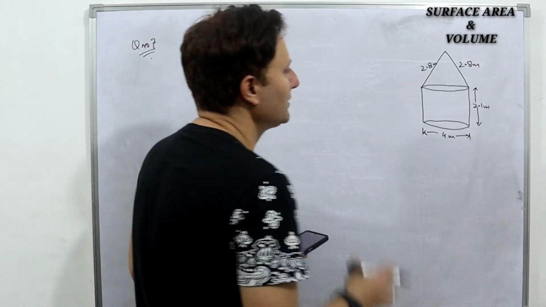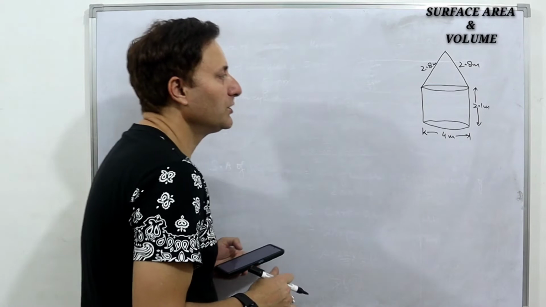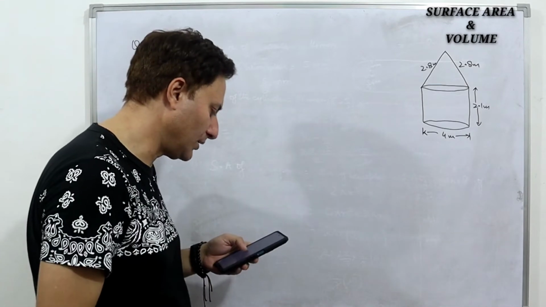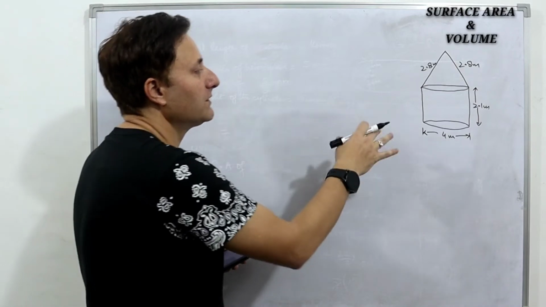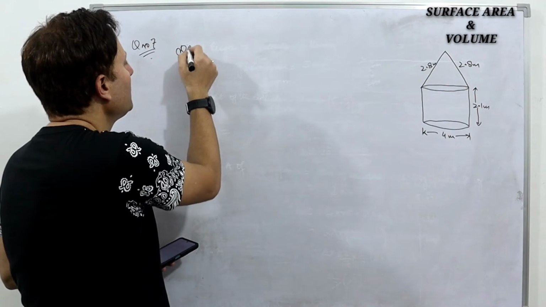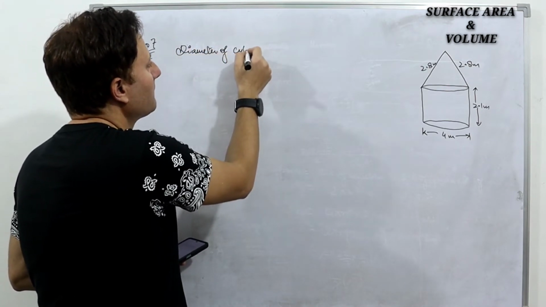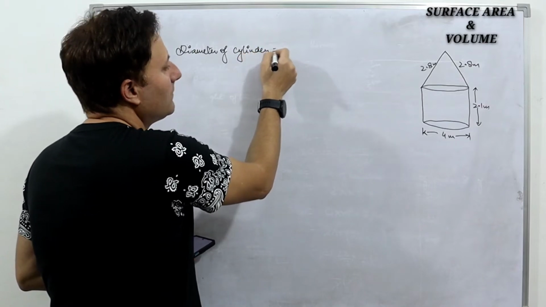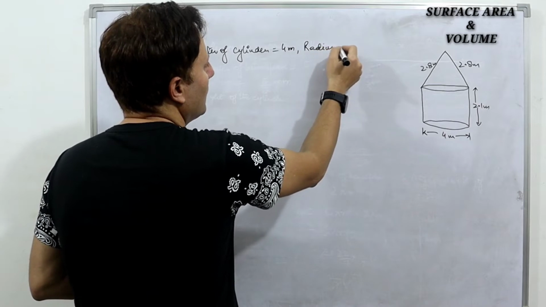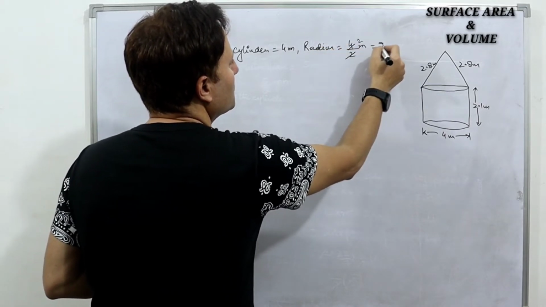So first of all, this is the actual thing given. Now we have to find the surface area of the complete thing. Is this a toy? It's a tent. So we have to find the area of the tent. So first, the diameter of the cylinder is 4 meter. Therefore radius will be 4 upon 2 meter, that is 2 meter.